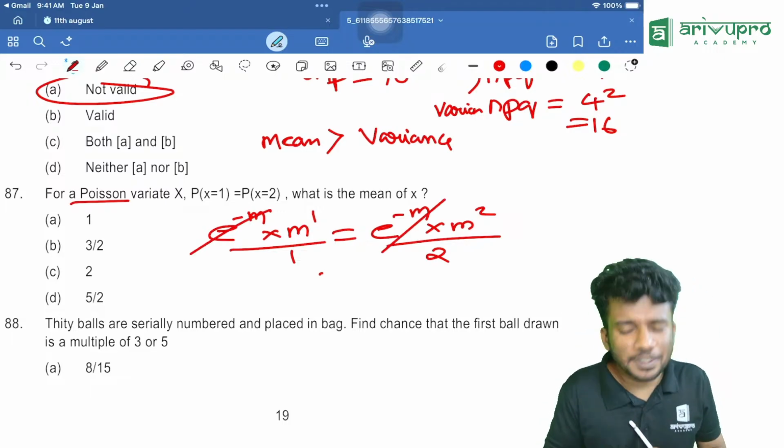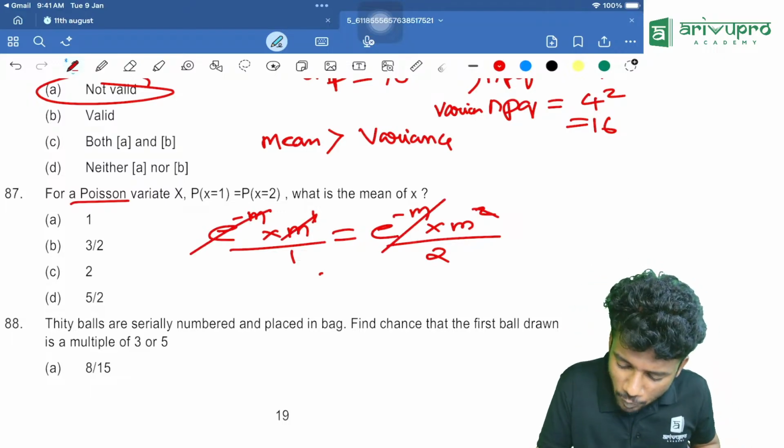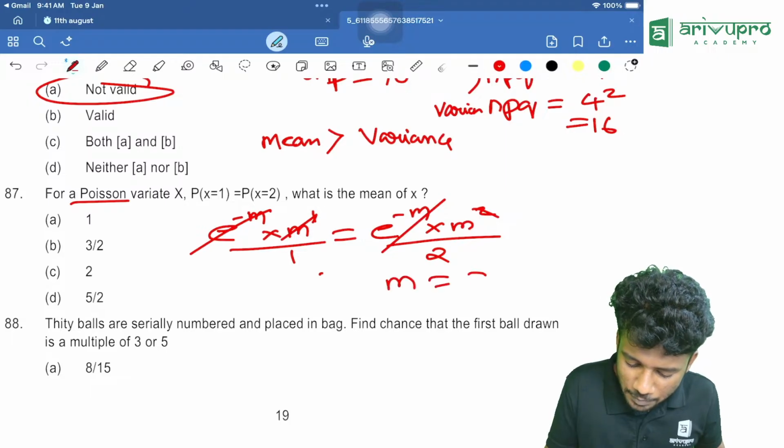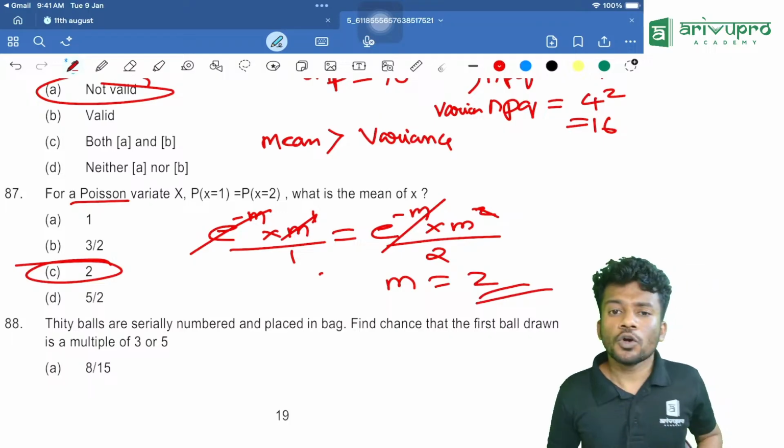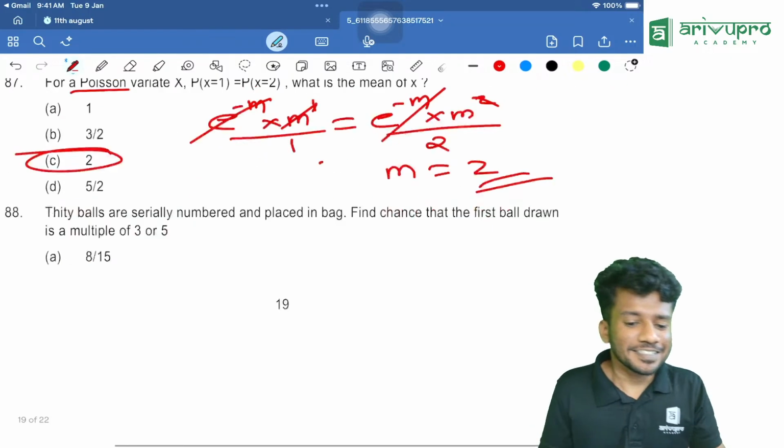E raised to minus m cancels. Then one of the m's gets cancelled. What is remaining? m is equal to 2. That means our mean is equal to 2. Option C is your answer. Next question.